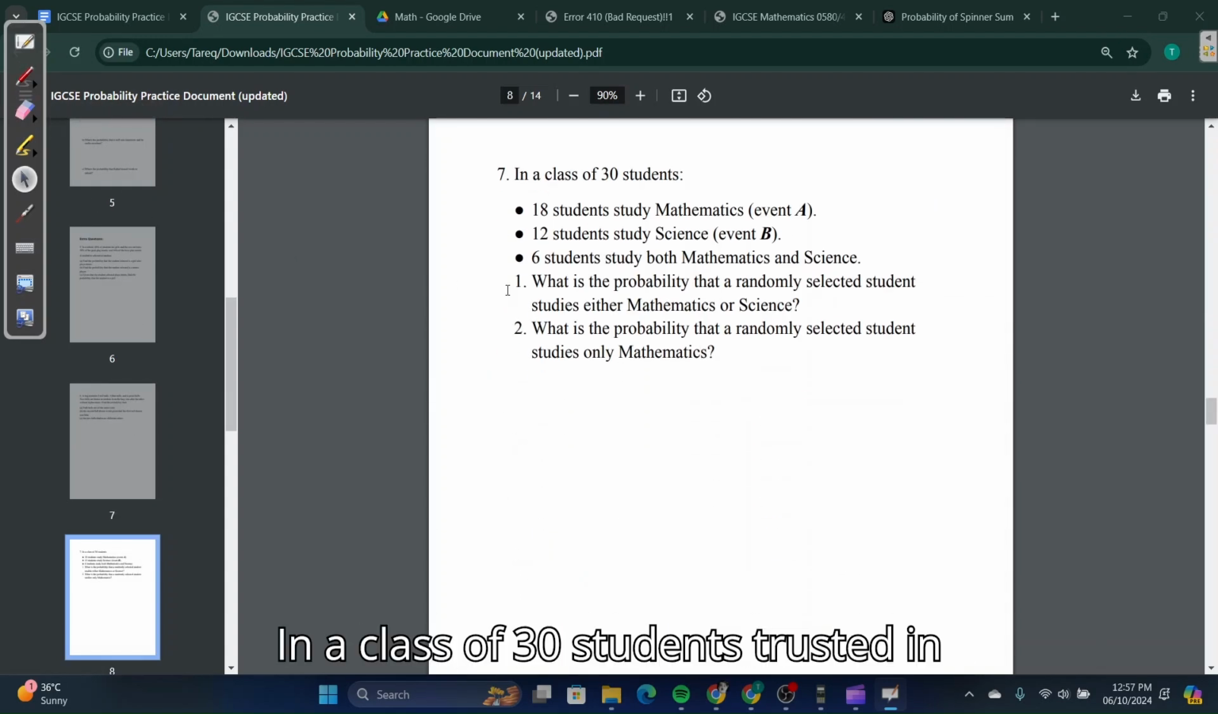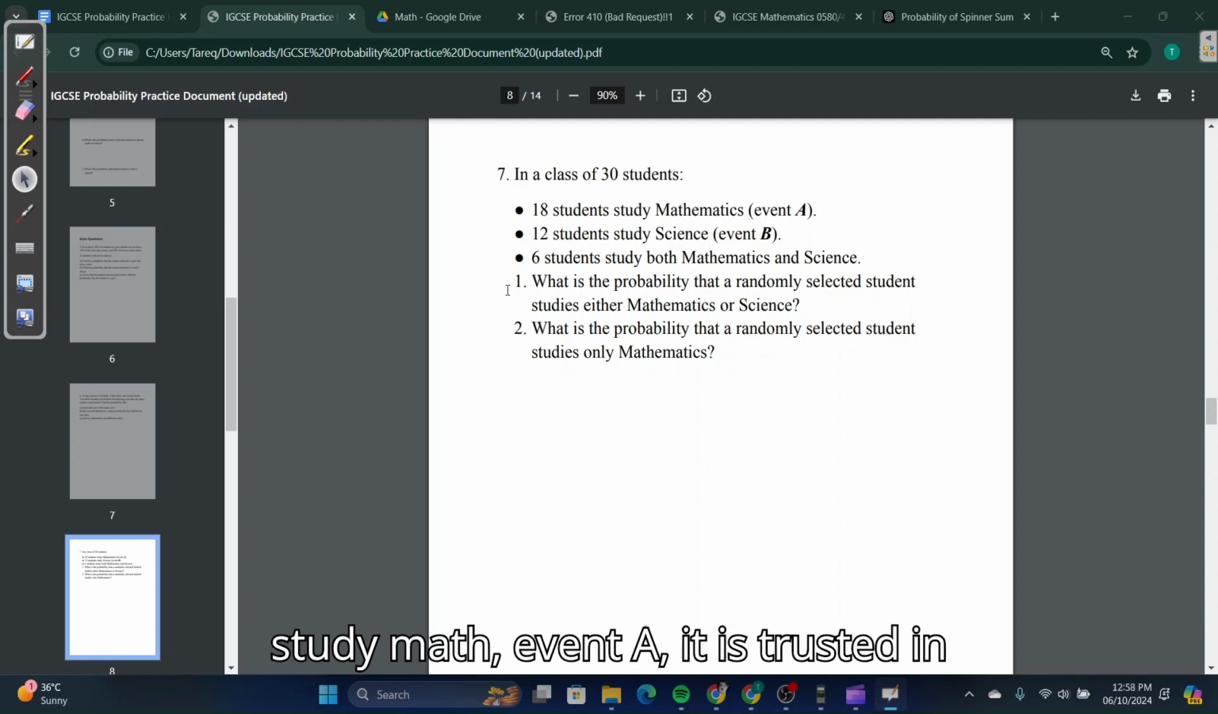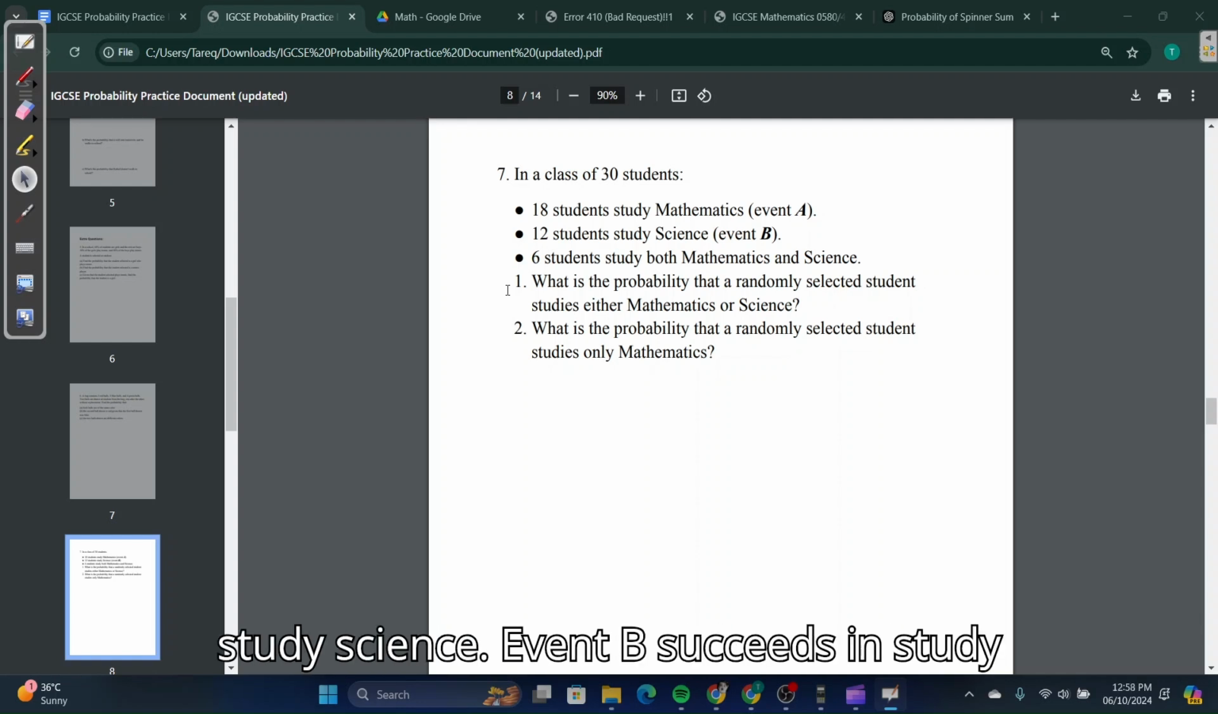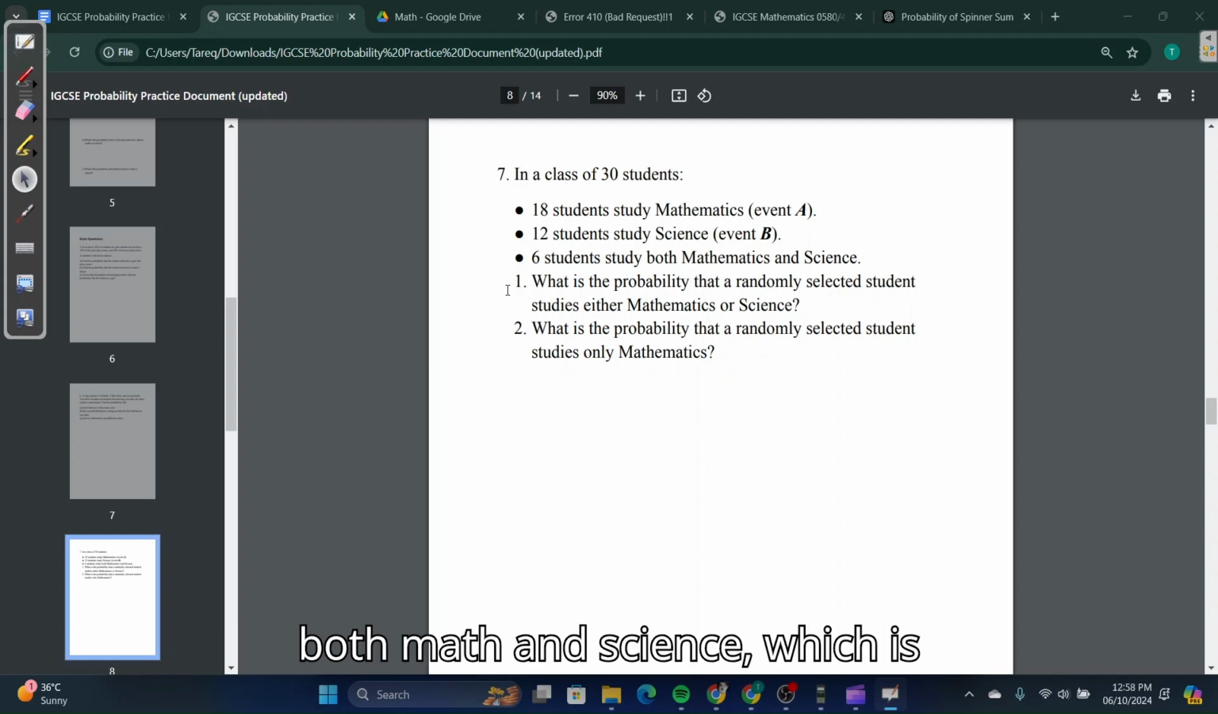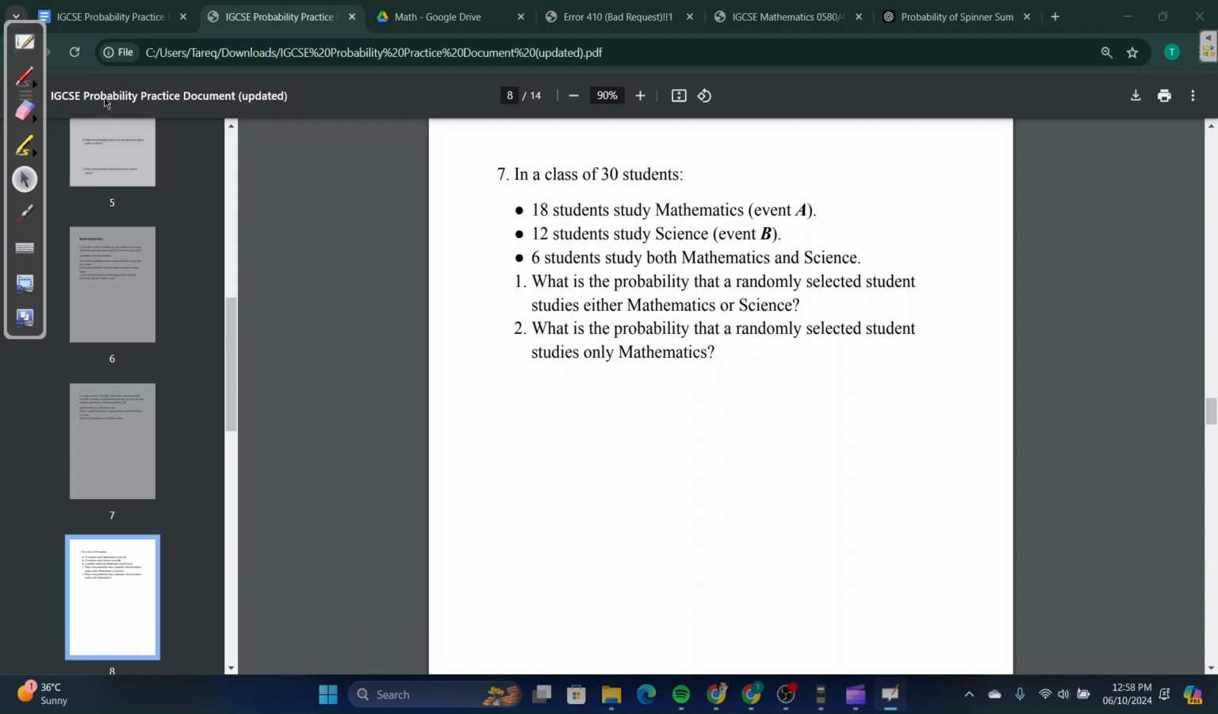In a class of 30 students, 12 students study math, event A, 12 students study science, event B, 6 students study both math and science. What's the probability of a random student? Okay, and so on. Part 1.